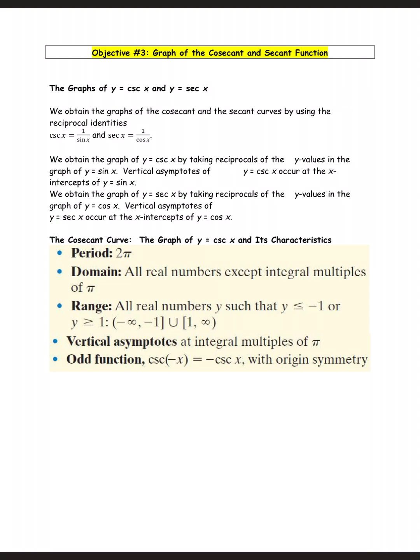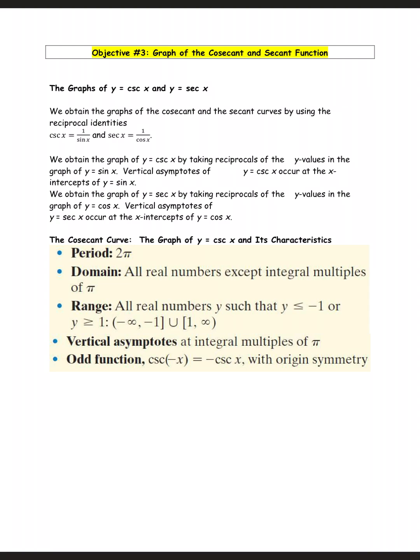We obtain the graph of cosecant by taking the reciprocal of the y values in the graph of y equals sine of x. The vertical asymptote of y equals cosecant of x occurs at the x-intercept of y equals sine of x. We obtain the graph of y equals secant of x by taking the reciprocal of the y values in the graph of cosine of x, and the vertical asymptote of y equals secant of x occurs at the x-intercepts of y equals cosine of x.